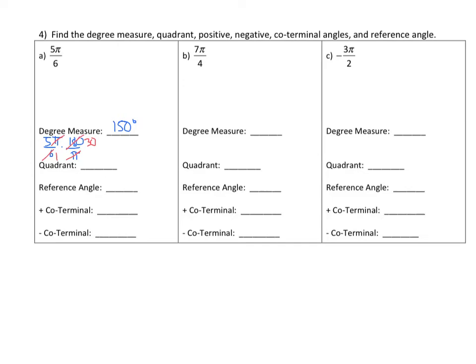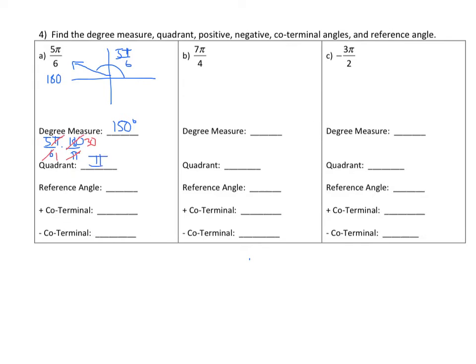So for now, to draw the angle, it's okay to convert to degrees, which you're more familiar with. And we get about right here. Remember that this is 180. So that would be about 150 or 5 pi over 6. And that landed in quadrant 2.